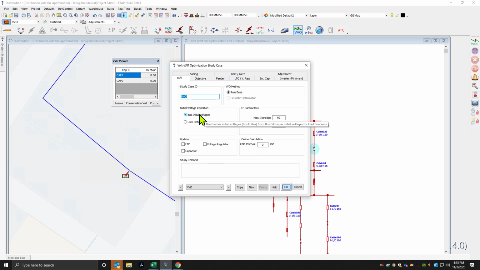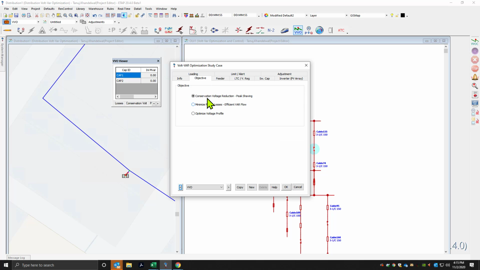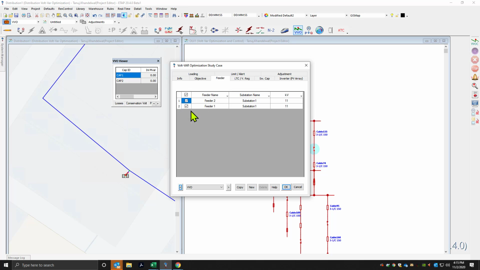So we can see that we have the ability to update load tap changers, capacitors, and voltage regulators. We can also do a continuous calculation based on a predefined cycle. And our objectives include things like conservative voltage reduction or peak shaving, minimization of losses or efficient power flow, and optimization of voltage profile. We can either optimize our entire system or we can optimize a feeder at a time.